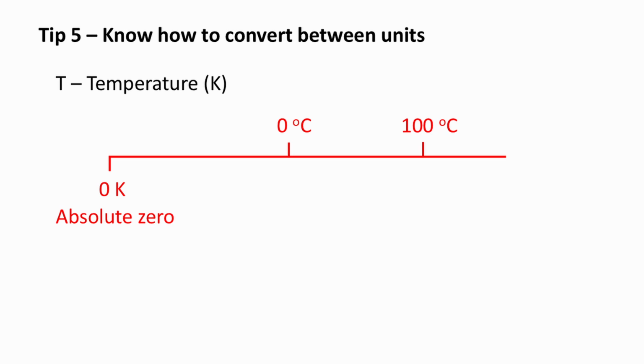At 0 degrees Celsius, particles still have energy. Absolute zero is a temperature at which particles possess zero thermal energy. 0 Kelvin is defined as absolute zero. The increments between the units of Kelvin and degree Celsius are the same. A temperature rise of 10 degrees Celsius is the same as a temperature rise of 10 Kelvin.